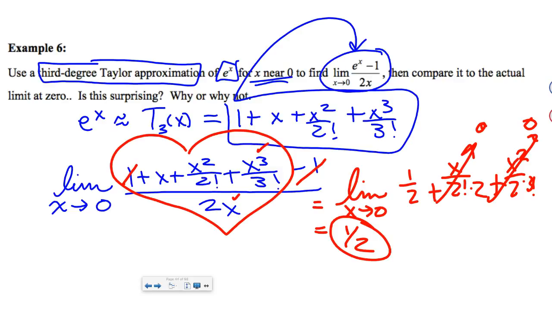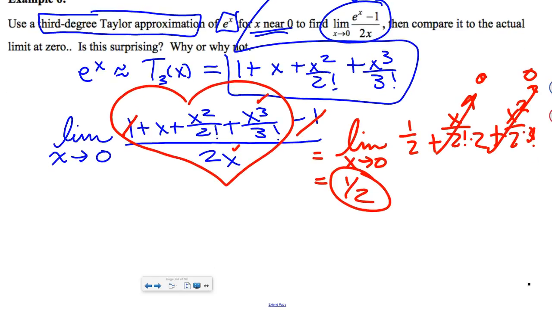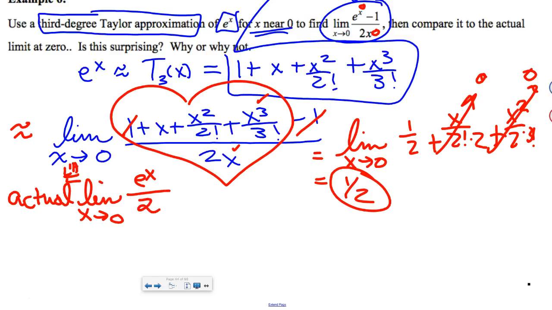However, this didn't need to be approximated because I have another rule that I can use to take a limit. So this is my approximation. This is the actual limit. And then we're going to see if this is surprising or not. When I take the actual limit and I plug 0 in, it yields 0 over 0. But we have a rule to combat that, right? What's our rule for 0 over 0? L'Hopital, right? So I'm going to say equals based on L'Hopital's rule. I'll take the derivative of the top over the derivative of the bottom. Derivative of 2x is 2. I'll replug the 0 in.